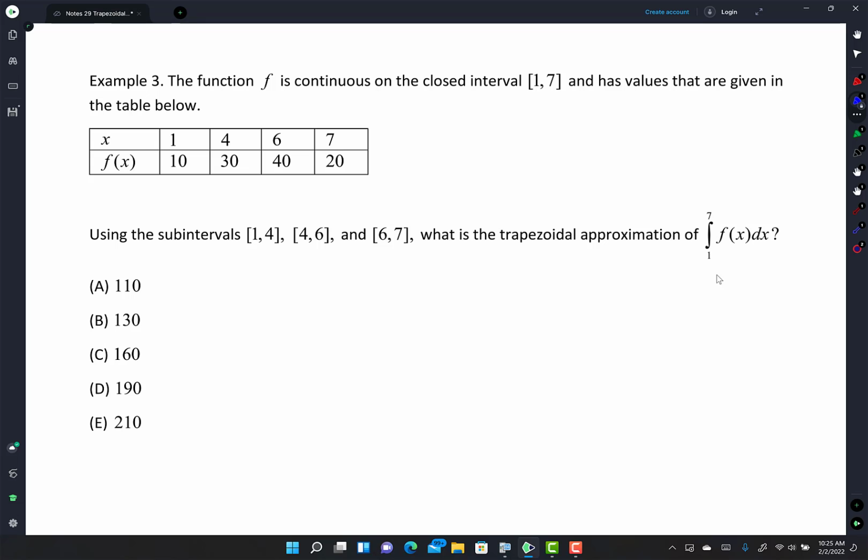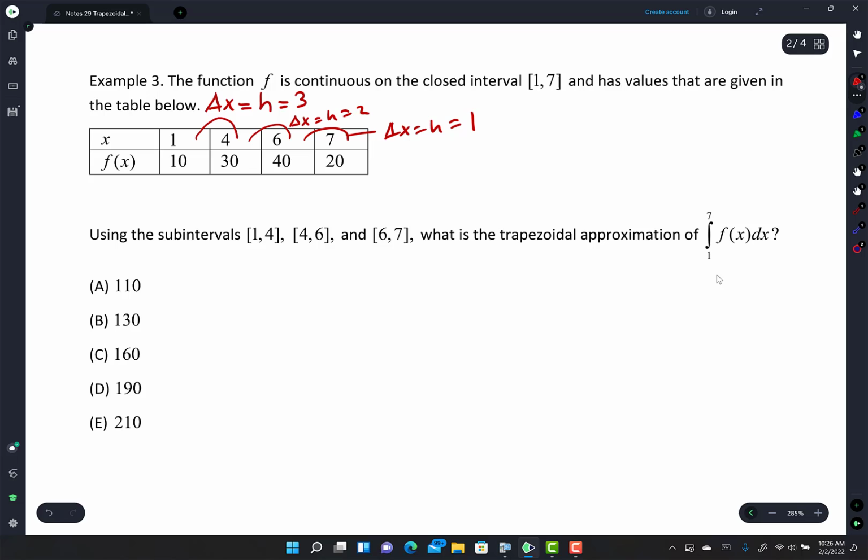Look at this height right here. The distance between 1 and 4, what is that gap? 3. So right in here, write change in x, which also equals your height, is going to be 3 for that one. Do you guys see that? What about between 4 and 6? The change in x, which also equals your height, is going to be 2 for that trapezoid. And between 6 and 7? Your change in x, which equals your height, is going to be 1. So we're going to have to do the trapezoid formula no matter what, 3 different times. Cool? All right, here we go.